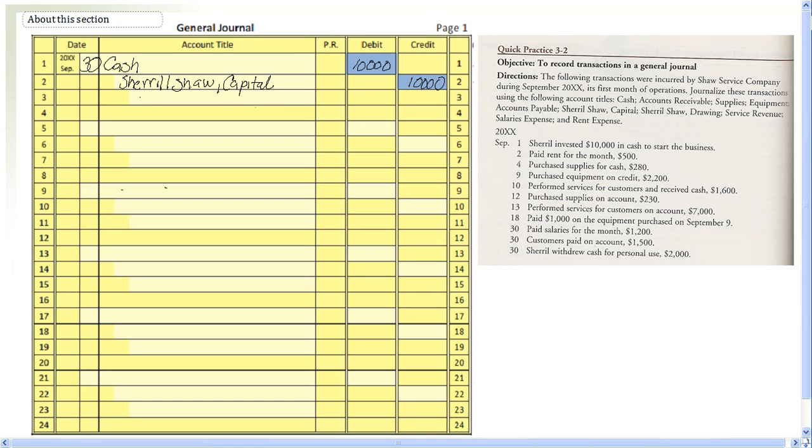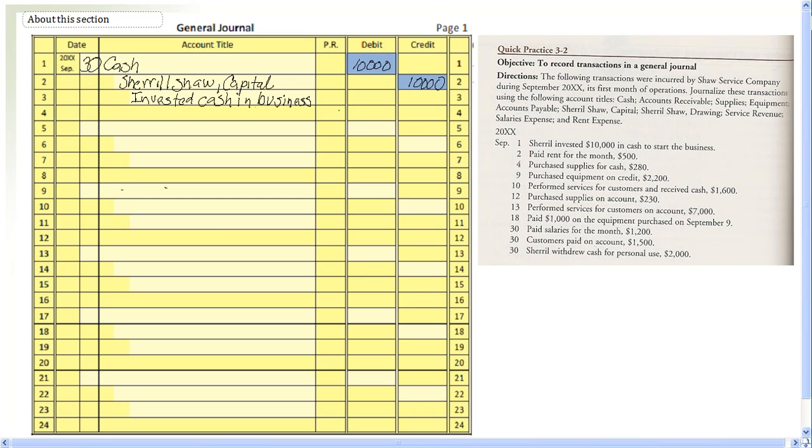And then finally, in the last row here, we would put an explanation, and you can see there's not a whole lot of room here, so you just say something brief to identify the transaction. Invested cash in business. It's about all the room we have, and that's about all that you need to say.